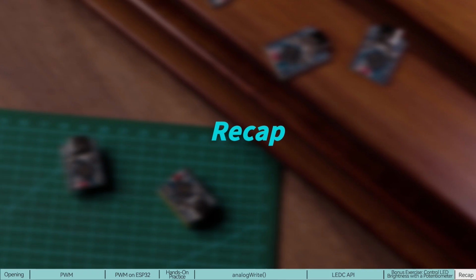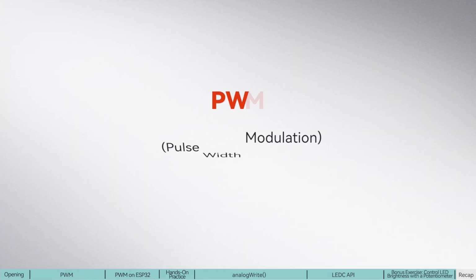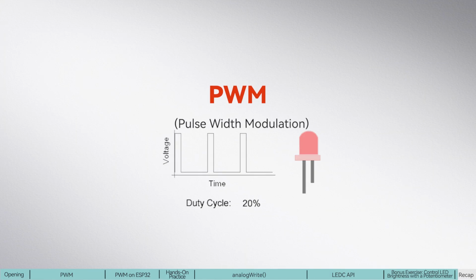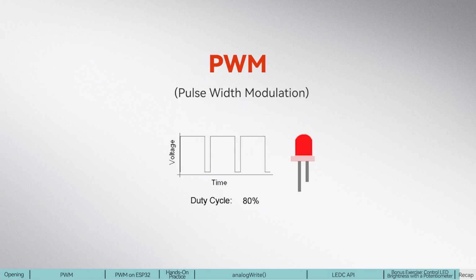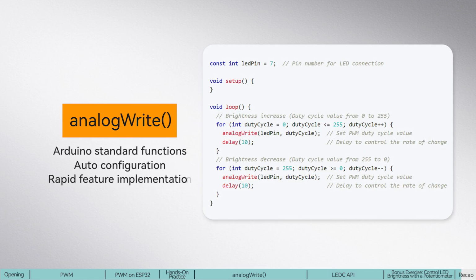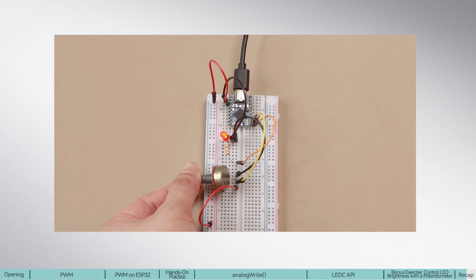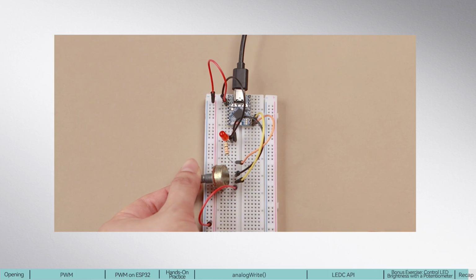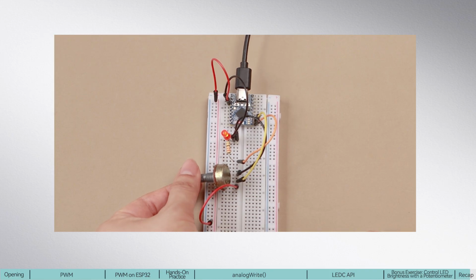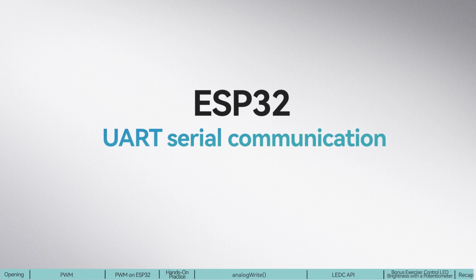Alright, that concludes this lesson. Let's quickly recap. We learned the basic principles of PWM, including the concepts of duty cycle and frequency. We practiced generating PWM signals on the ESP32 using both analogWrite and the dedicated LEDC API. Finally, through an extension exercise, we implemented potentiometer-controlled LED brightness. In the next lesson, we will learn about UART serial communication on the ESP32.